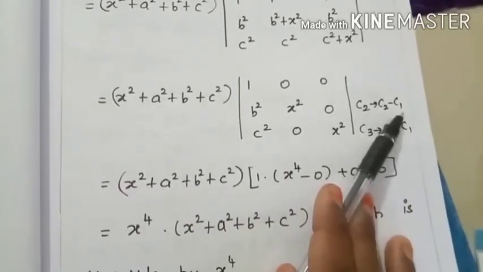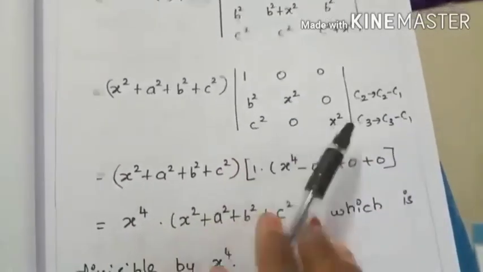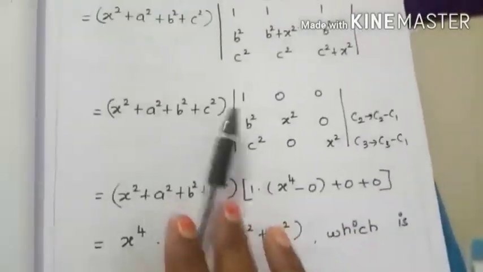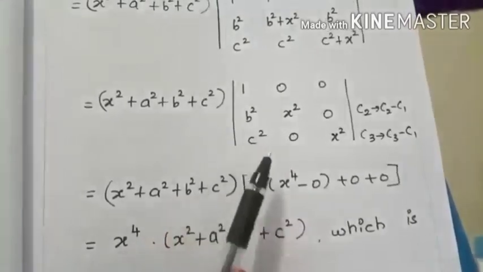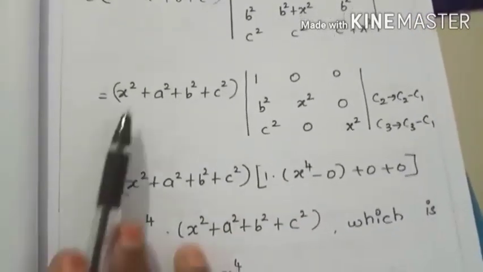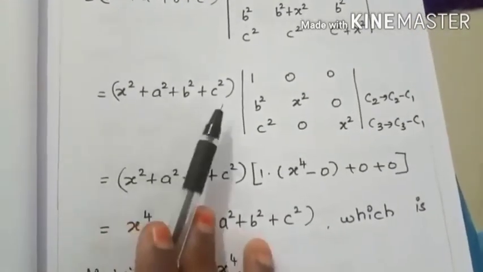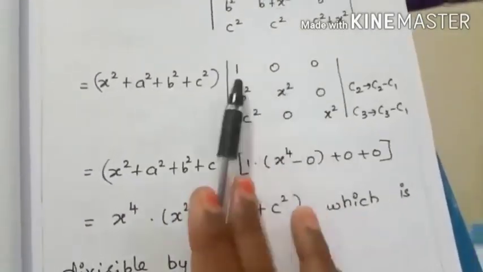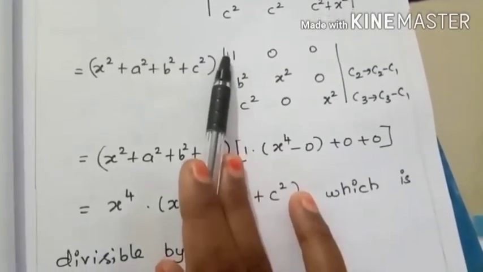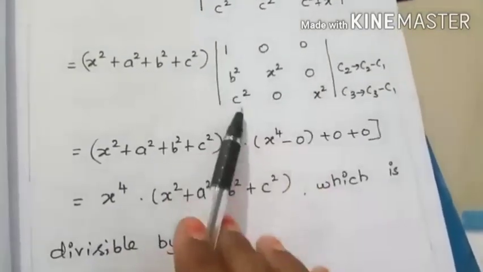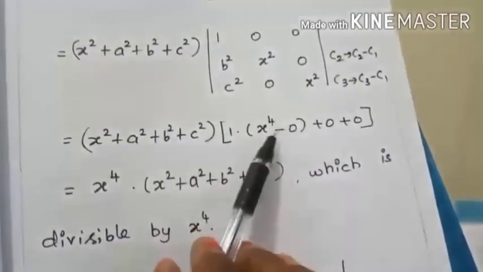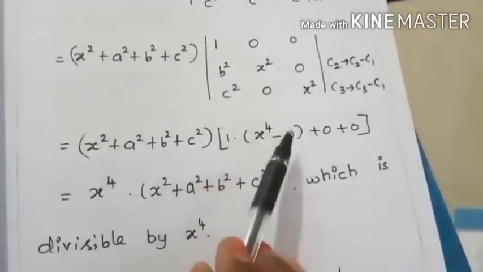C2 becomes C2 minus C1, so 0, x squared, 0. C3 becomes C3 minus C1, that is 0, 0, x squared. C1 as it is, 1, b squared, c squared. So this is equal to x squared plus a squared plus b squared plus c squared into, expanding the determinant by R1. The first element is 1 into, eliminating first row first column we get x squared, 0, 0, x squared. So x squared into x squared is x power 4 minus 0 into 0 is 0.